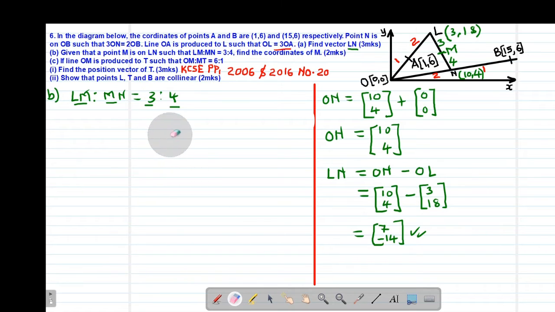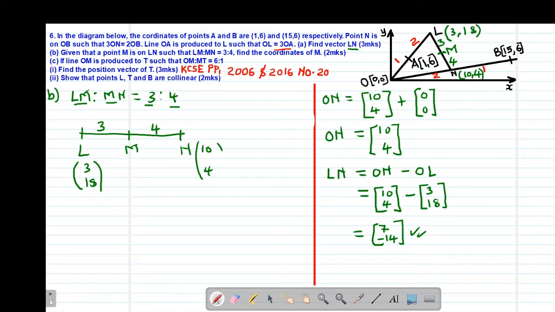Again, we are going to apply what we call the ratio theorem. So I'm going to consider the line that is L. Then of course we have M. Then the other one is N. Then I'm given the ratio. This ratio is 3. Then this one is 4. Then of course we have the coordinate for point L. Coordinate of L is 3, 18. Then we also have the coordinate for N, which is 10, 4. So they want us to find the coordinate for point M.